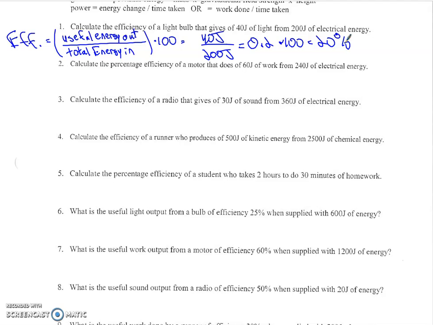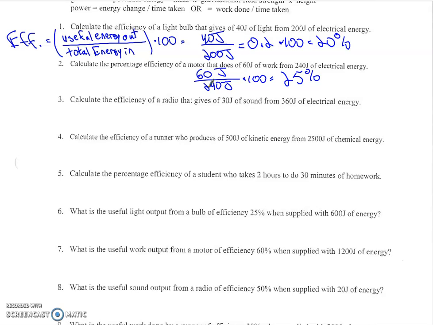Now, this next one is a motor that does 60 joules of work from 240 joules of electrical energy. So the useful energy output, that is the 60 joules. The input, the total energy, is 240 joules. You're going to end up multiplying that by 100, and when you do, you should get an answer of 25%. Because when you do 60 divided by 240, that gives you 0.25. You multiply that by 100, it gives you 25%.